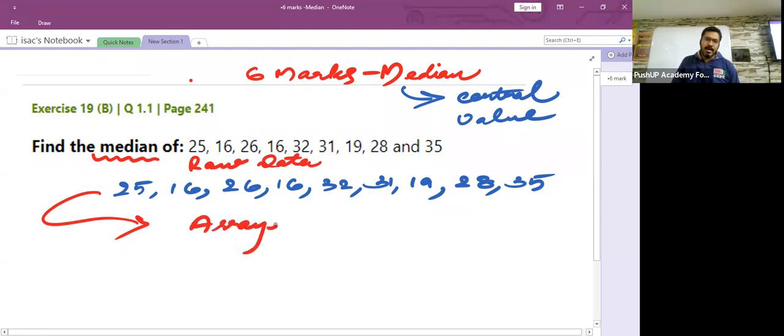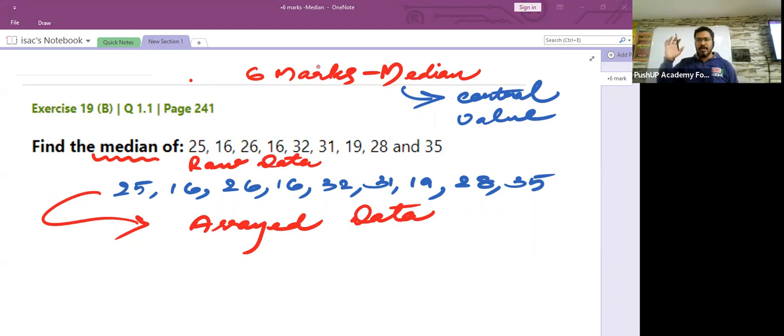Do you remember, children, while teaching you the concept of arithmetic mean or average, I had taught you the concept of raw data and arrayed data. Do you all remember that? Aaron, do you remember it? Dane, Dikshit? What is raw data and what is arrayed data? If you want, I'll just repeat it.